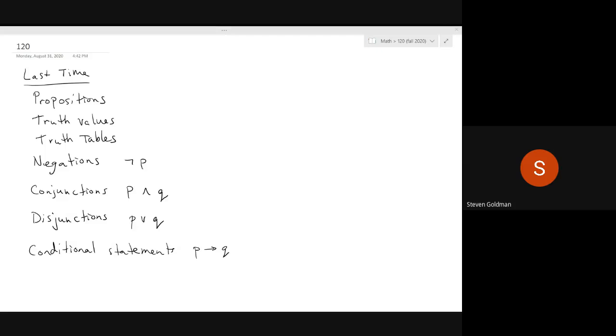To answer your question, do you have to memorize truth tables? You don't have to memorize the truth tables, but you have to know when each of these types of compound propositions are true and when they're false. There wasn't any homework yet. No, I plan to give you your first homework after today's class.